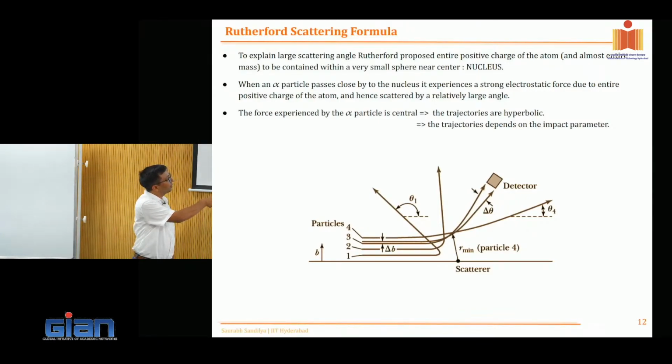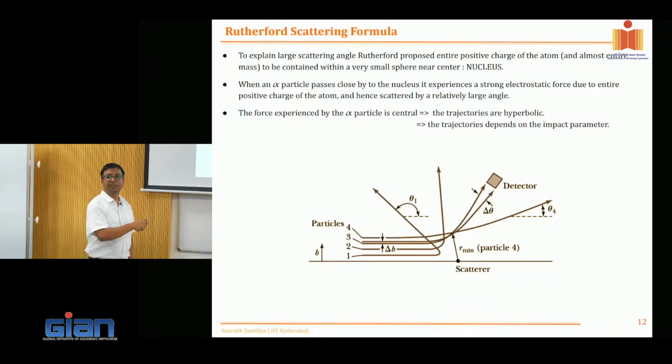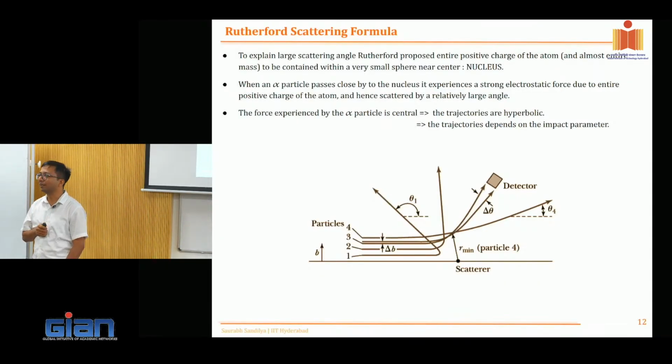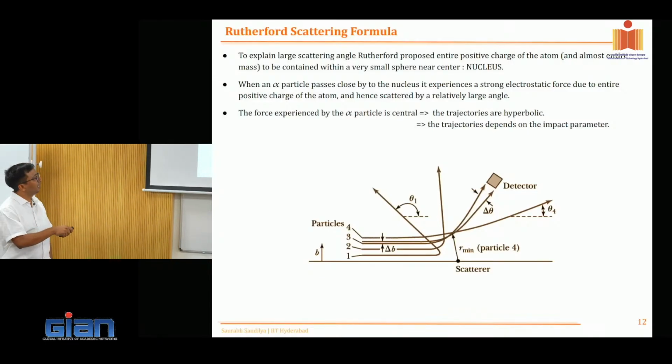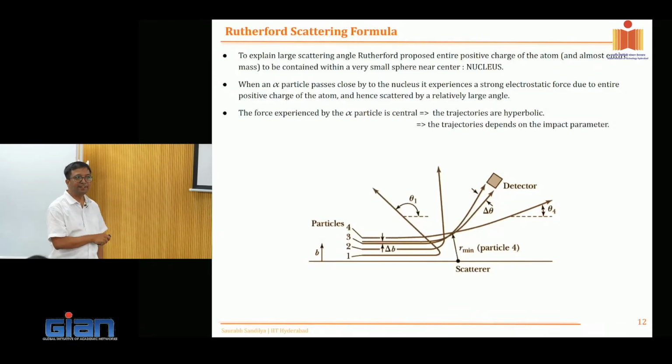You can see it here. I've drawn here the 4 scenarios, 1, 2, 3, 4. Scenario number 1 is the one in which the impact parameter is very small, and it is the most scattered one, right? The scattering angle is very large.